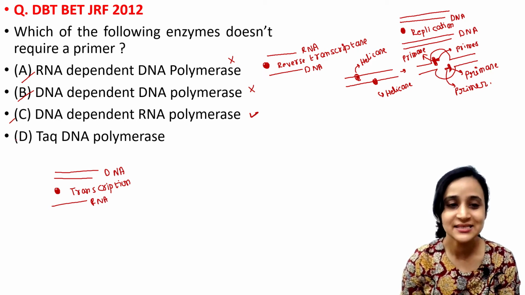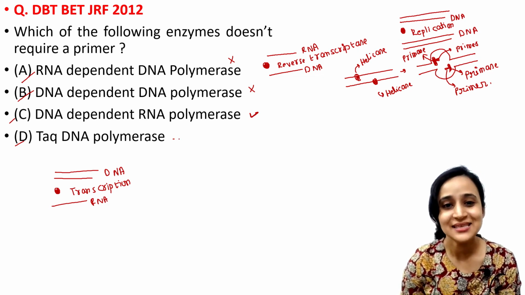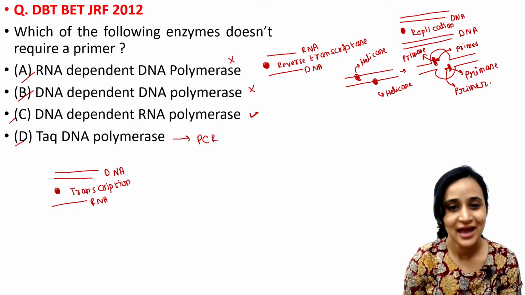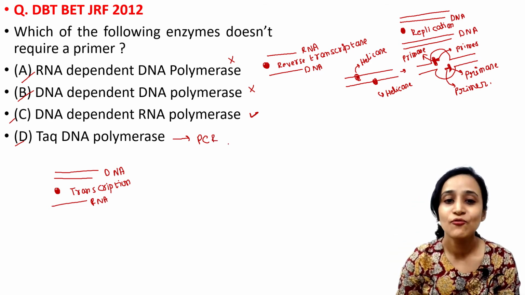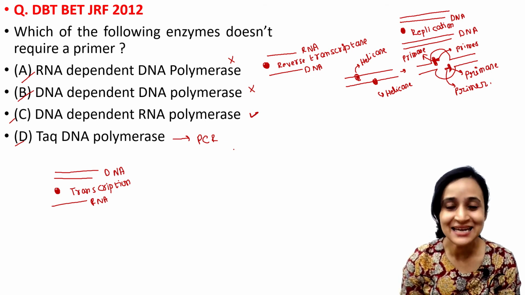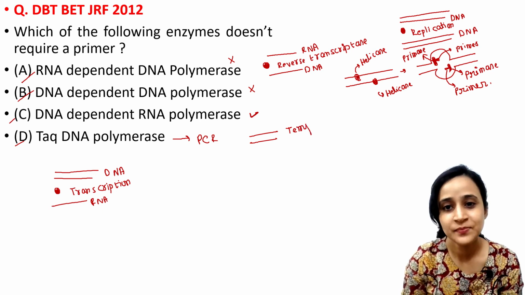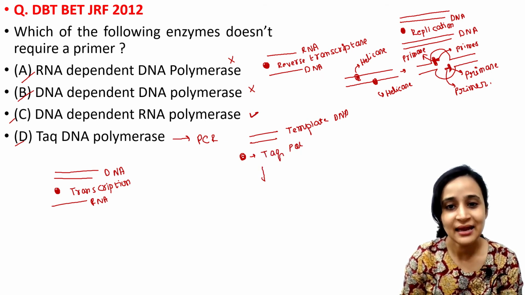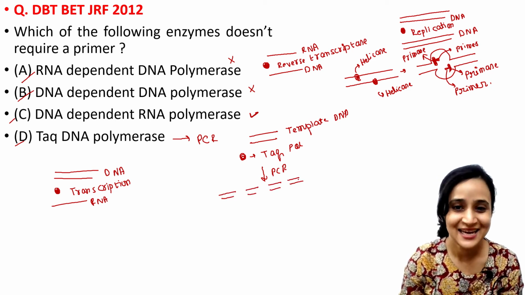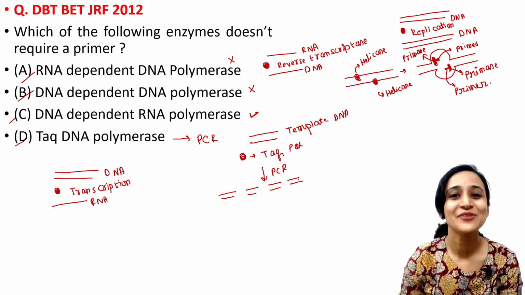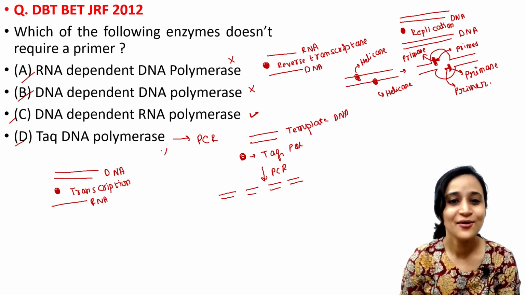The last option we will see is Taq DNA polymerase. Taq DNA polymerase is used in the PCR reaction, where Taq DNA polymerase yields lots and lots of DNA from the template DNA. So if this is the template DNA, here is the Taq pol, and after the PCR reaction it will generate lots and lots of DNA. So PCR always requires primers. So this is the wrong answer.